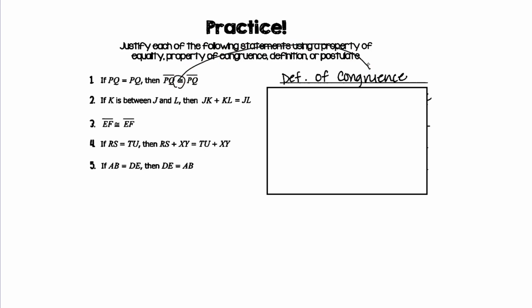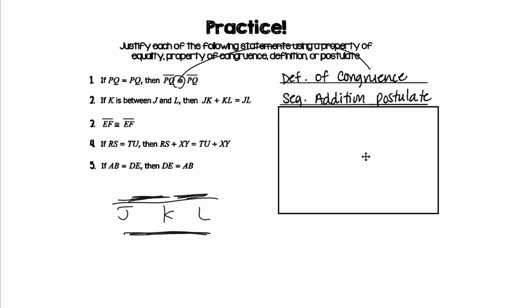If K is between J and L, then JK plus KL equals JL. So if I have J and I have L, that means there's going to be a K, right? And it's saying that JK plus KL has to equal JL. Well, that's that segment addition postulate that we just did.